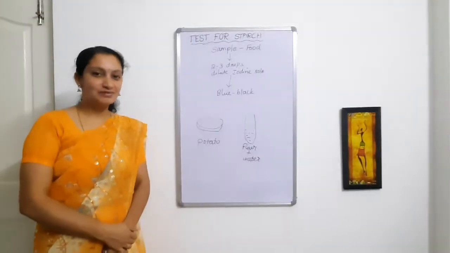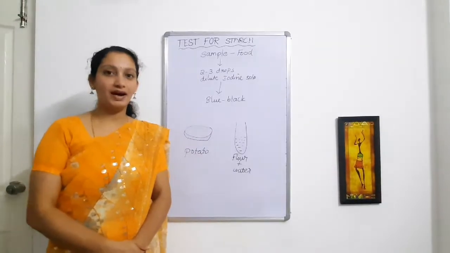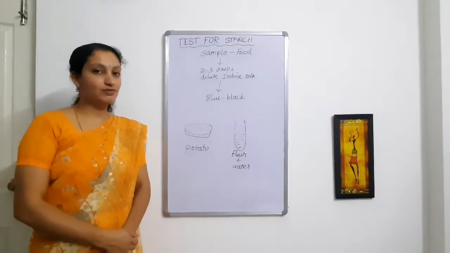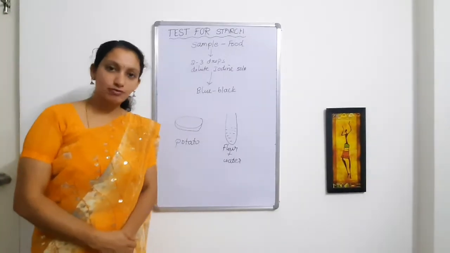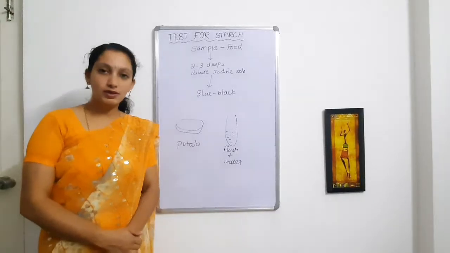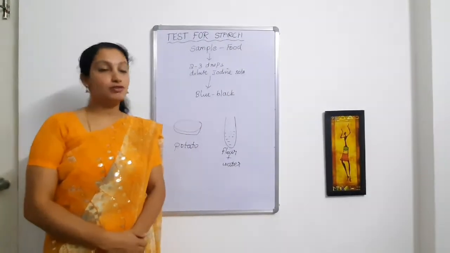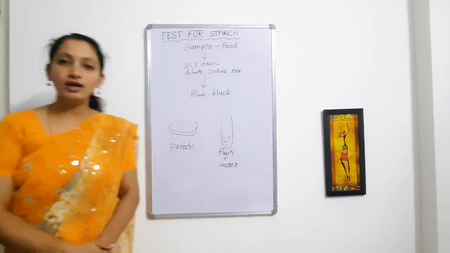Students, welcome to class 6 CBSE lesson number 2, components of food, part 3. So today we are going to see the test for different nutrients like carbohydrates, proteins and fats. One by one we'll see now. The first one is test for carbohydrate.